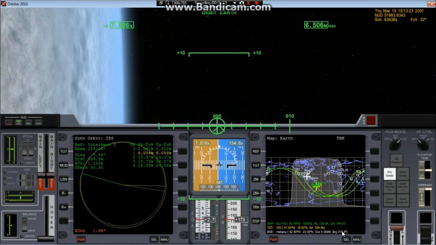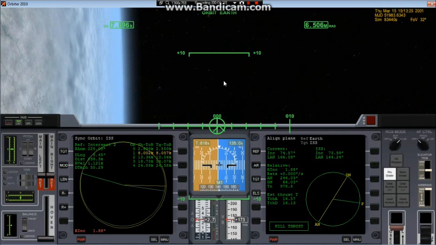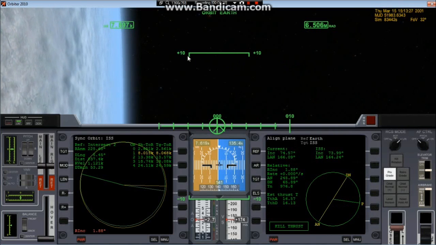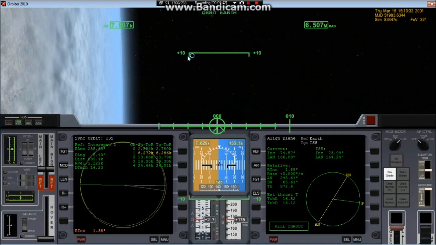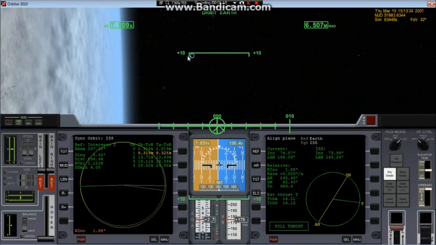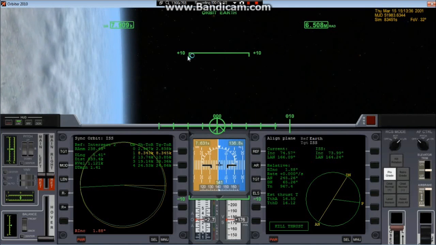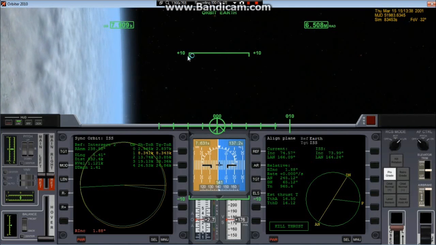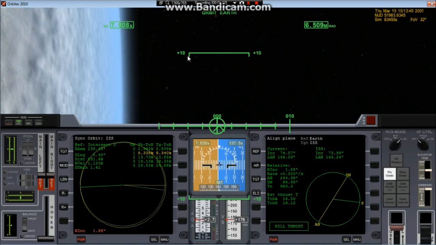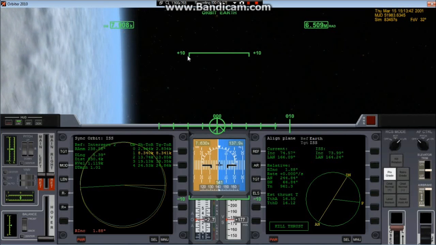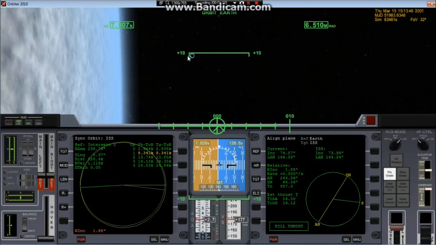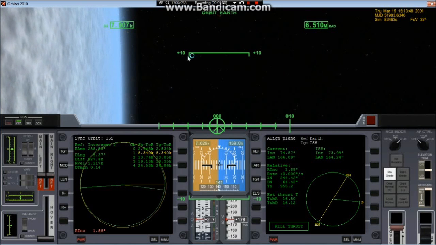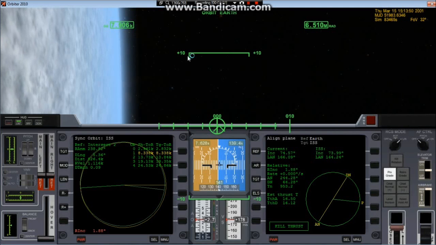So we're going to go back to the planar alignment, which is next. We're going to continue a slow burn. Getting close, getting close. That's it? That's it. Okay, we're now going to trim using translation. And this will maneuver about as our orbit perturbs. There we now go.